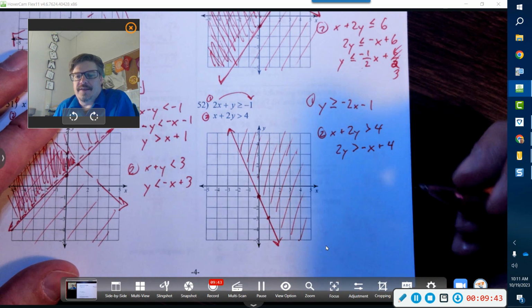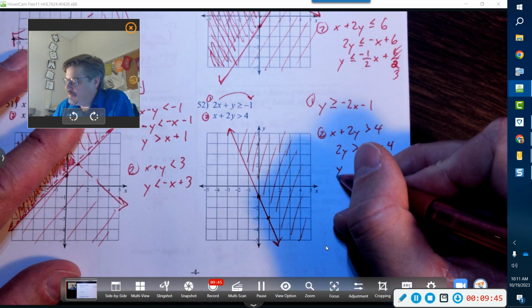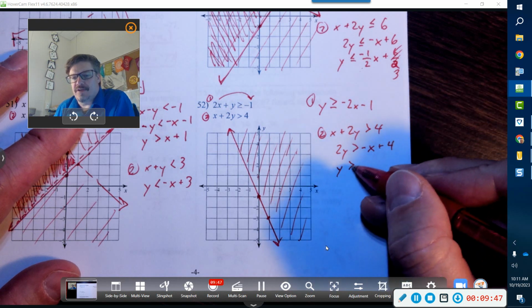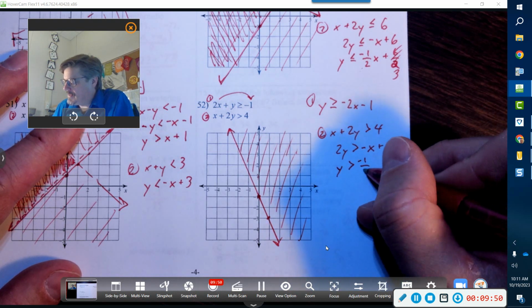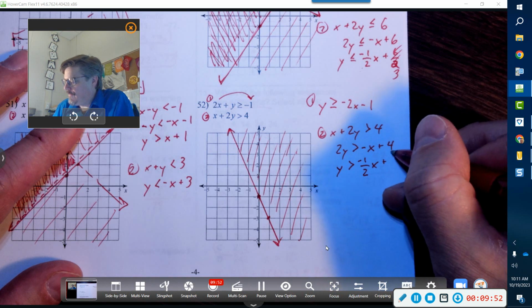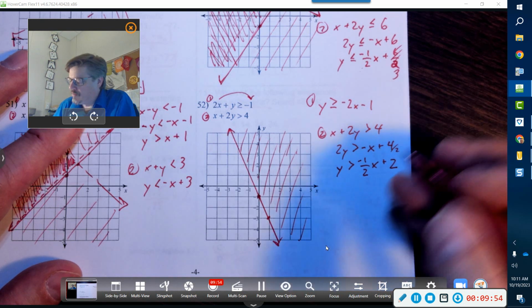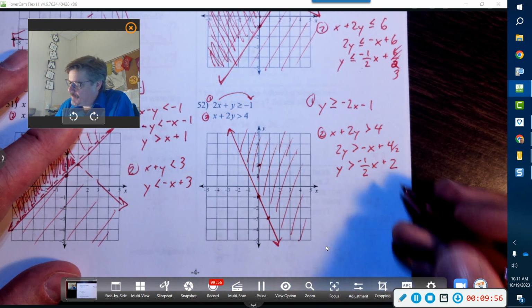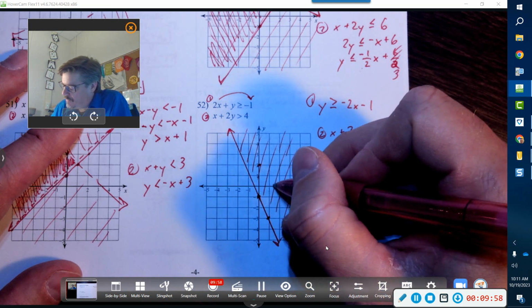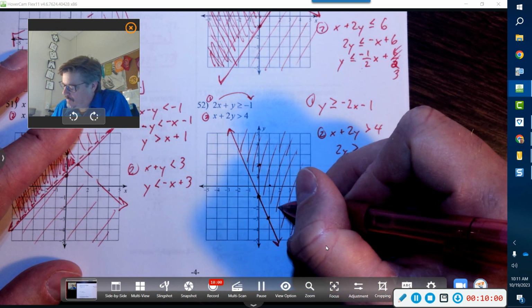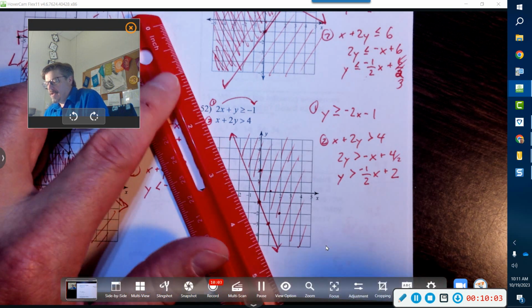I'm going to move the x over to the other side. It becomes negative. Now I'm going to divide by 2. It's going to be a positive 2, so I'm not switching the orientation of this line. So positive 2, and then 4 divided by 2 is just 2. So I go to positive 2. Then this one says negative 1 over 2. Negative 1 over 2.